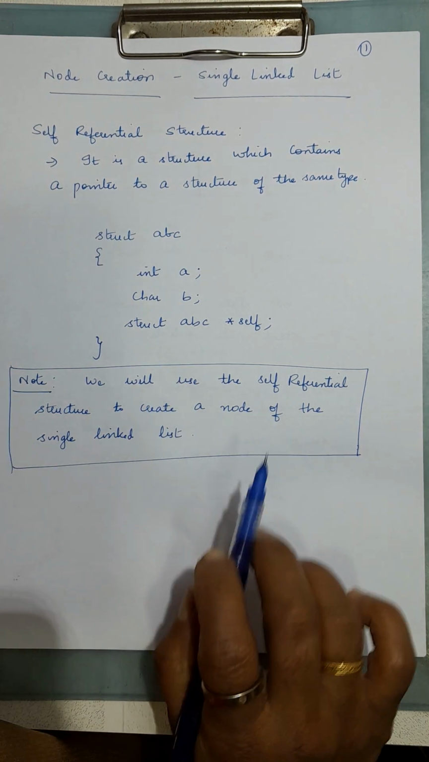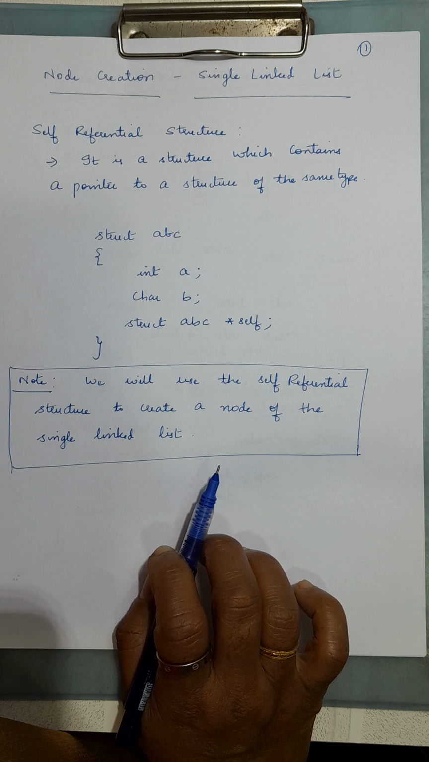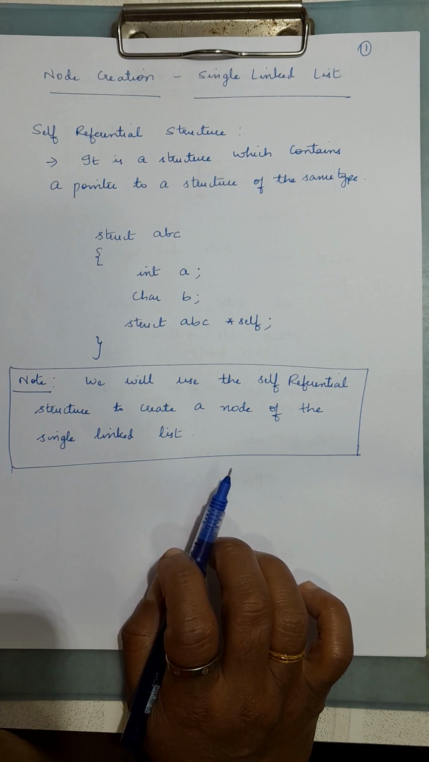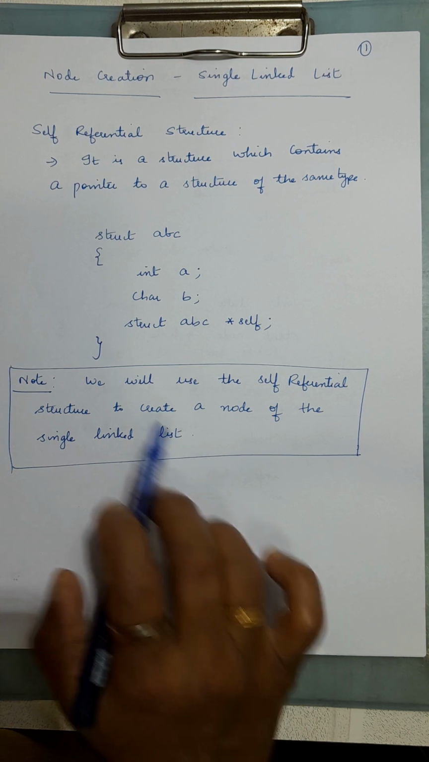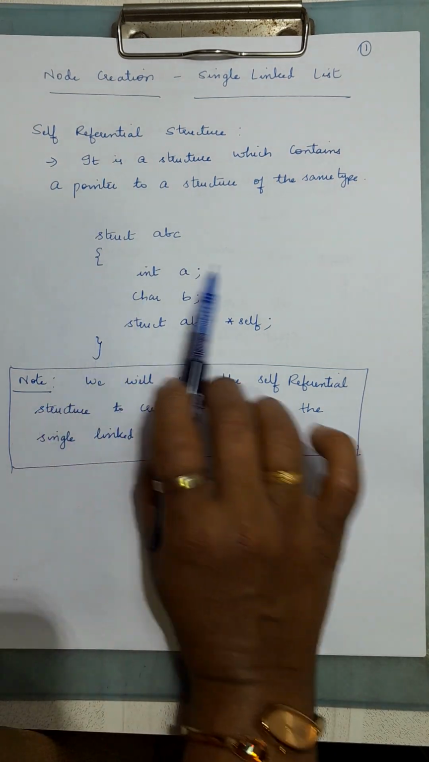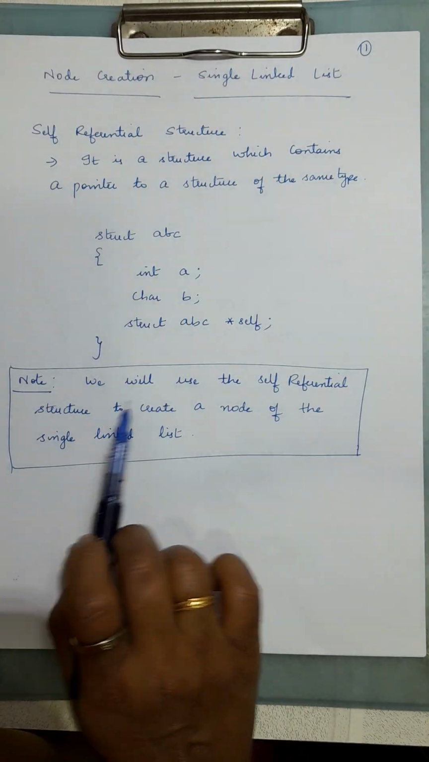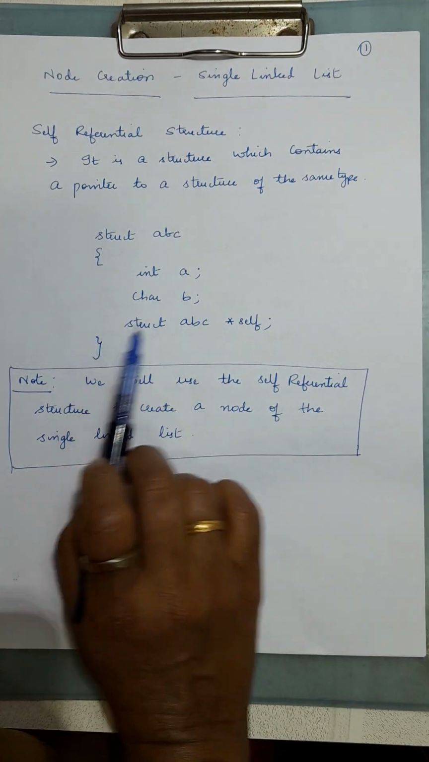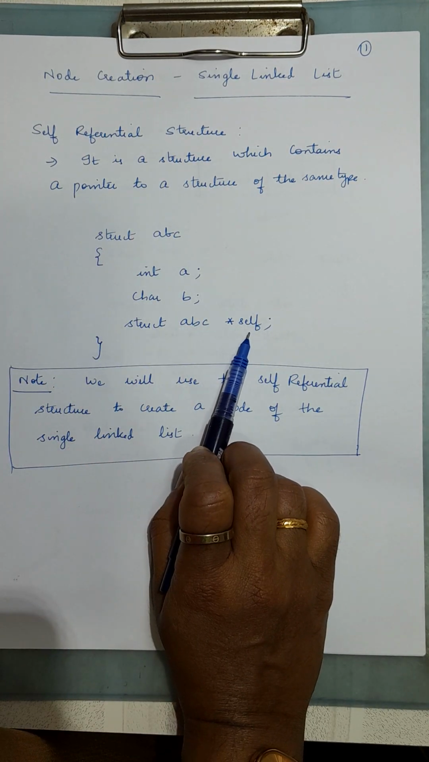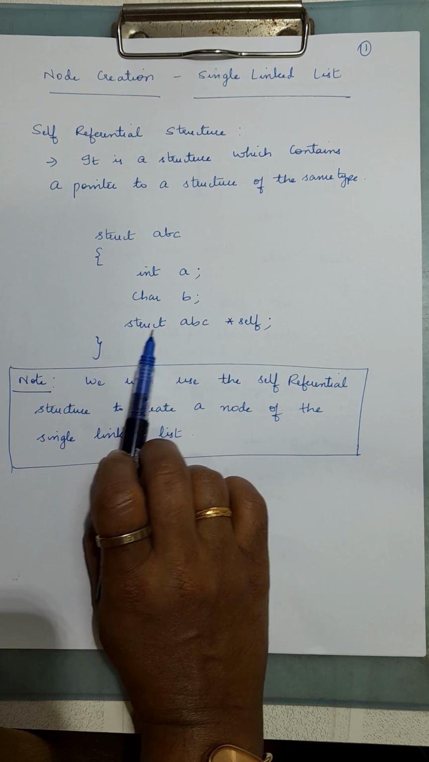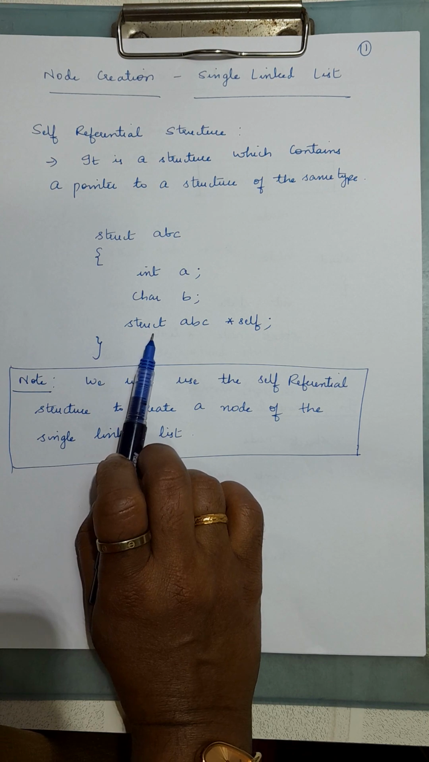Before going into the actual concept of how to create a node in a singly linked list, let us know just briefly about what is a self-referential structure, because in order to create a node we need to know this concept. What is a self-referential structure? When a structure contains a pointer to a structure of the same type. See here, this is the structure and there is a pointer declared here, self, which points to the same structure, just like your recursive function.